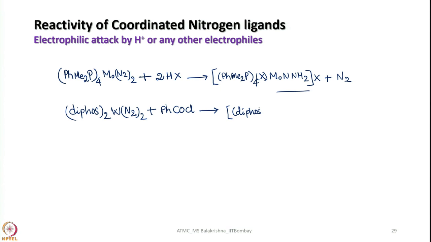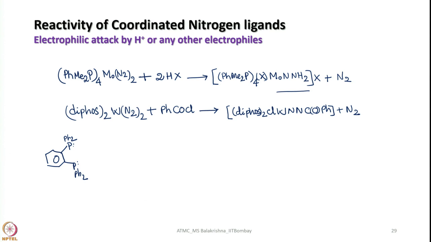Diphos is a bidentate ligand. I shall show you the structure. Okay. Diphos is nothing but this is the 1,2 bis diphenyl phosphinobenzene.